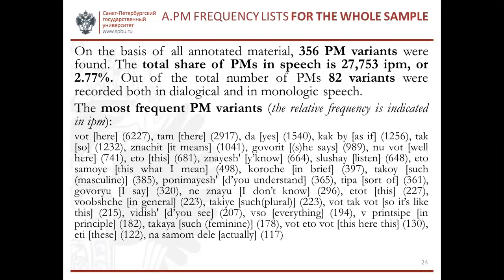So on the basis of all annotated material, we found 356 pragmatic markers variants. And the total share of pragmatic markers in speech is 2.77%. Out of the total number of pragmatic markers, 82 variants were recorded both in dialogical and monological speech. And in this slide, you can see for yourself the most frequent pragmatic markers variants, and their relative frequency is indicated in brackets in IPM.